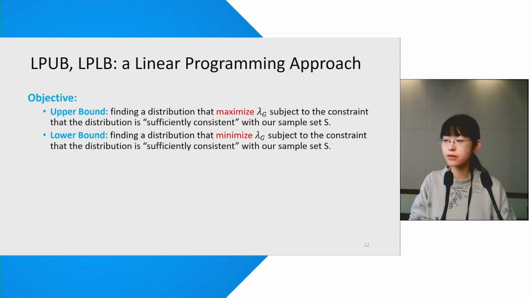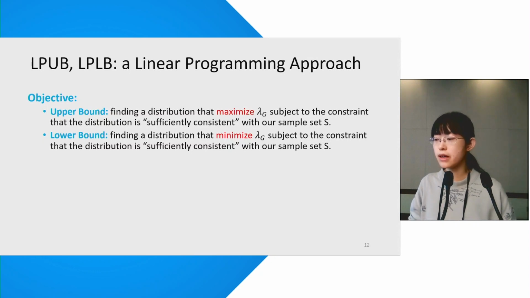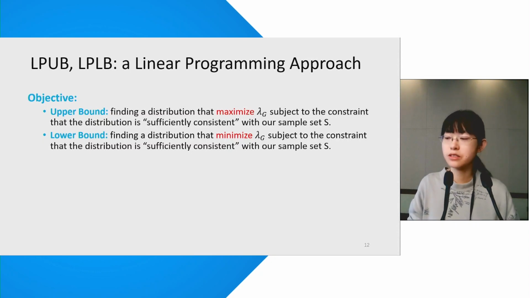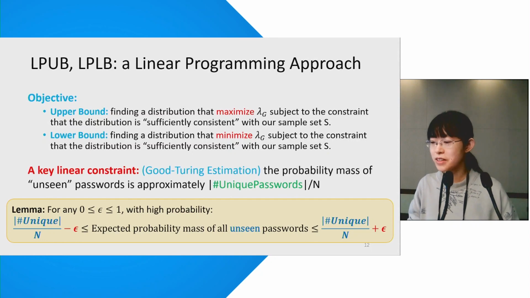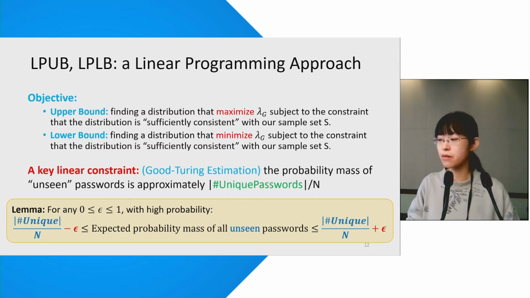The last technique we propose is the linear programming approach. The objective of our LP is to find a distribution that maximizes or minimizes lambda g, subject to the constraint that the distribution is sufficiently consistent with our sample set S. The key linear constraint of our LP is derived from Good-Turing estimation. We prove with high confidence that the expected probability mass of all unseen passwords that do not appear in the sample set can be upper and lower bounded by the proportion of unique passwords in the sample set, along with a small term epsilon.